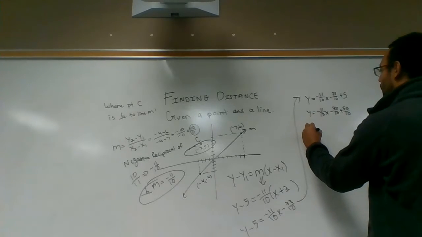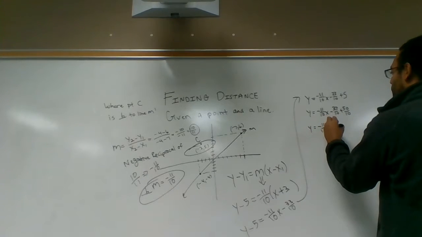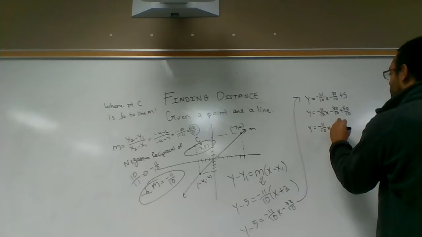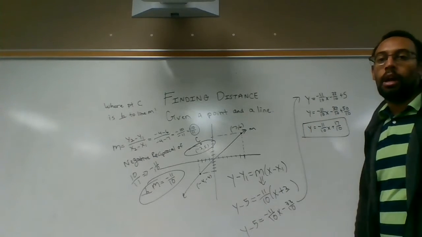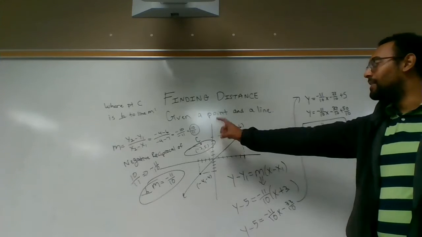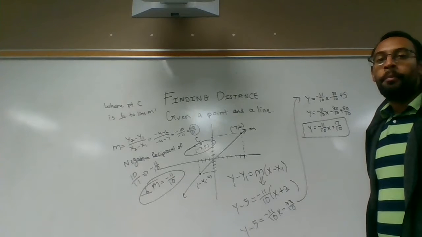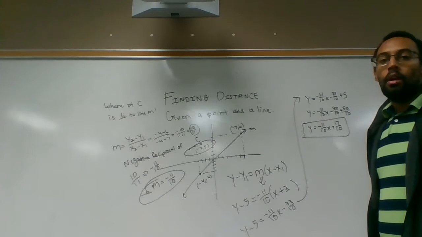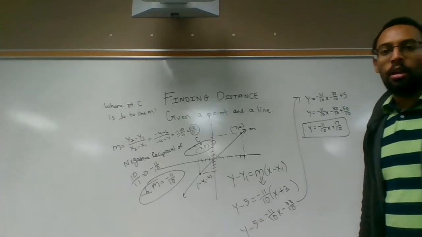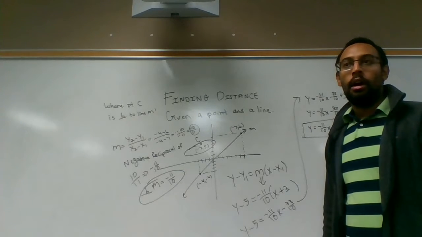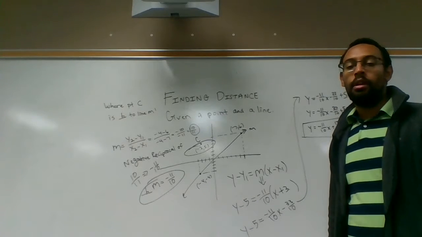And then I will simplify. I will combine like terms. And 50 minus 33 is 17, which is positive. And there is the equation of the perpendicular line that goes through point C and is a perpendicular bisector to line M. So you'll be practicing this in the day 9 sheet. There are a few problems that will ask you to do this.